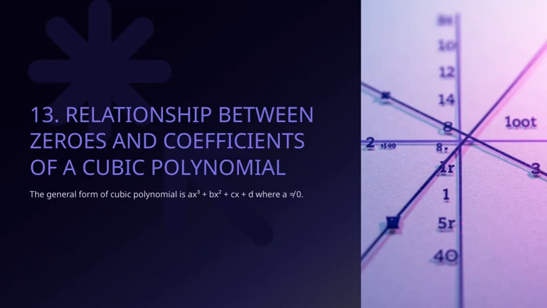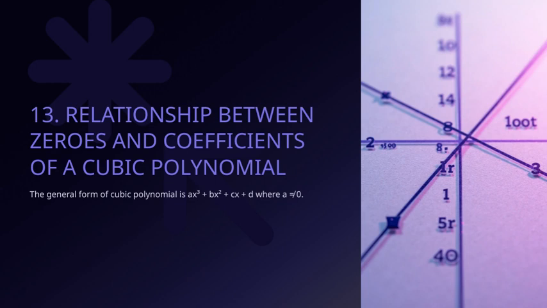Now, let's delve into the relationship between the zeros and coefficients of a cubic polynomial. Remember, the general form of a cubic polynomial is ax³ + bx² + cx + d, where a is not equal to 0. This means we're dealing with a degree 3 polynomial, which has 3 roots or zeros. These zeros are the values of x that make the polynomial equal to 0. What's fascinating is how these roots are connected to the coefficients a, b, c, and d.